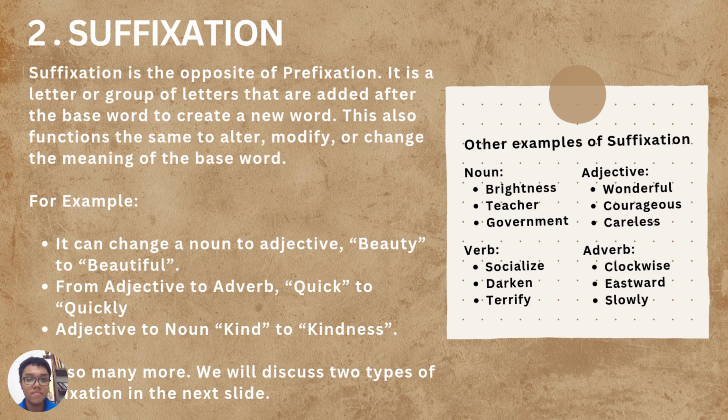We have noun, which is brightness, teacher, and government. Adjective, wonderful, courageous, and careless. Verb, socialize, darken, and terrify. And adverb, we have clockwise, eastward, and slowly.